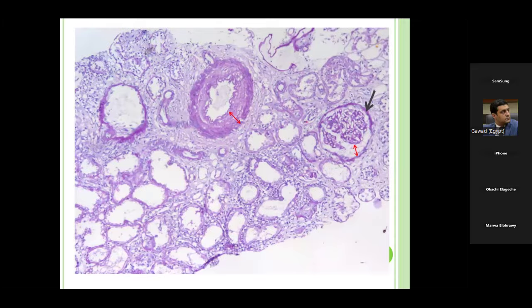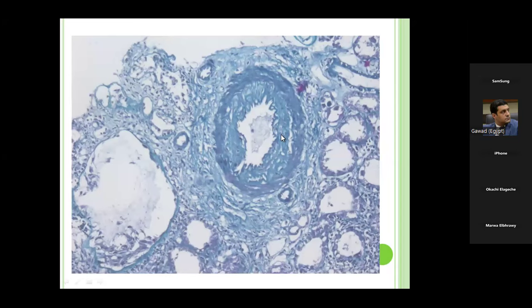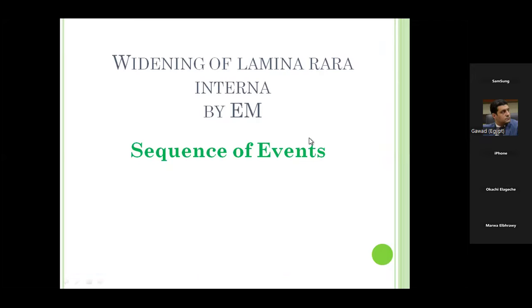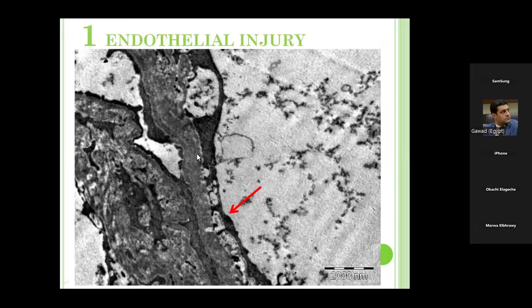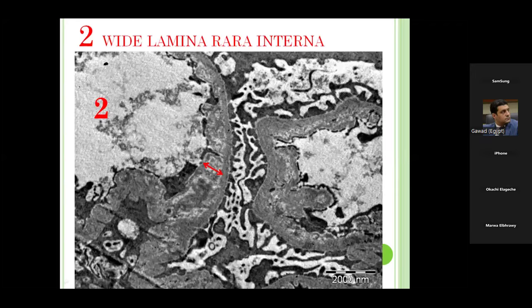So here, this is a vessel with arteriosclerosis and intimal thickening, and this glomerulus shows ischemic changes with thickening of the Bowman capsule. Again, Masson trichrome shows this thick intima with widening of the lamina rara interna, which is the injury of endothelium secondary to hypertension. It's a hypertensive patient with expansion of the lamina rara interna in this case secondary to arterionephrosclerosis.